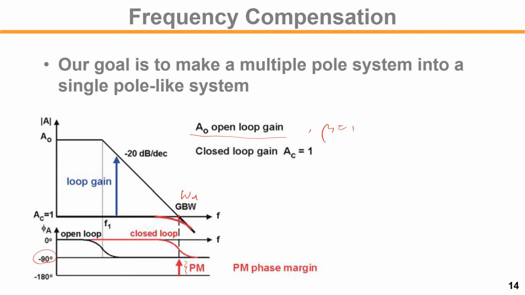And then if you have a second pole exactly at the GBW here, omega u, or fu, this is the f axis, so fu, then what happens? The PM becomes 45 degrees, right, for a GBW equal to F2. So the location of F2, the second pole position, this F2 is the non-dominant pole.